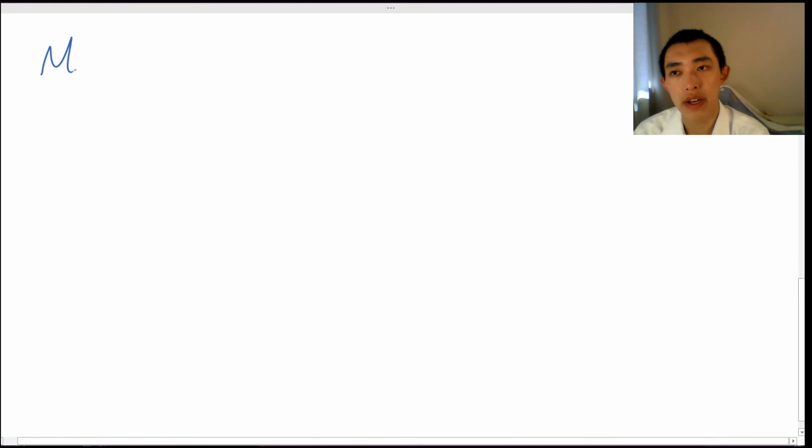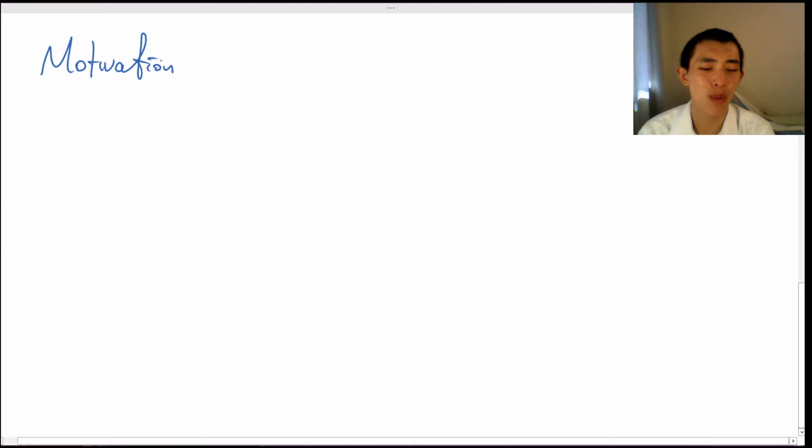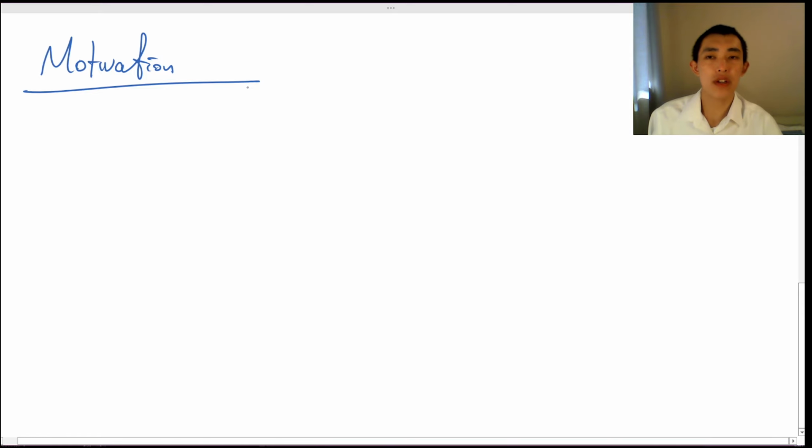So let's start with the motivation for a back titration. Why would we even want to do a back titration? It's so complicated, right? A back titration involves a couple of steps, but let's try to understand why we would want to even do it in the first place.